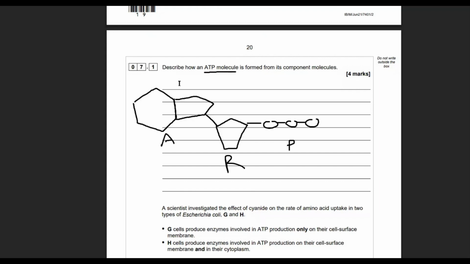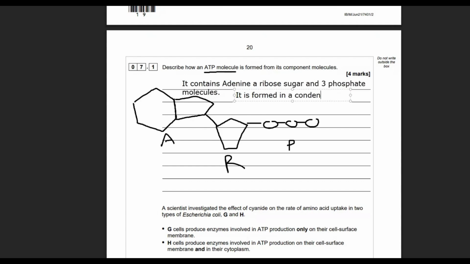Okay, let's write this out. So it contains adenine, a ribose sugar, and three phosphate groups or molecules. Okay, so that's what it contains. Now, it is formed in a condensation reaction.